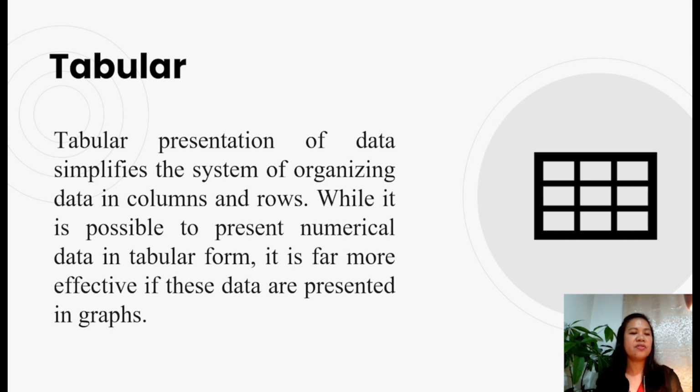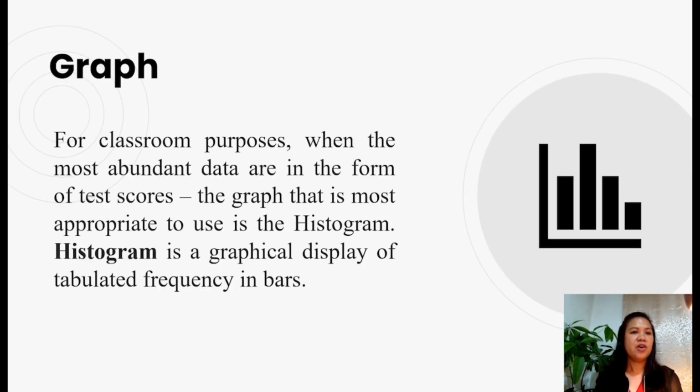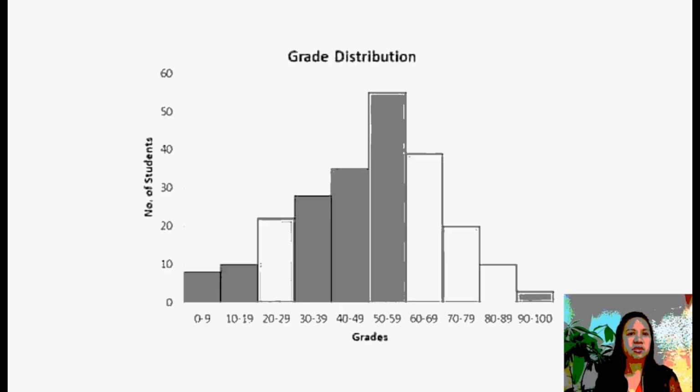A table is a chart that organizes information in rows and columns. Example of this tabular presentation is the items of plausibility. Next is the graph. For classroom purposes, when the most abundant data are in the form of test scores, the graph that is most appropriate to use is the histogram. Histogram is a graphical display of tabulated frequency in bars. This is the commonly used graph to show frequency distribution. Example of this is this one.